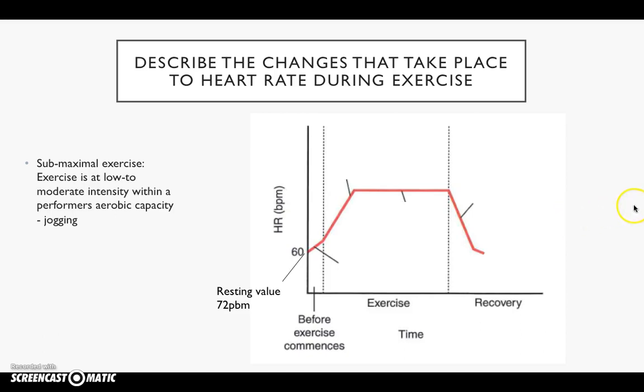Now, as you can see on this graph, you have before exercise commences here, then we have exercise, then we have recovery. Before exercise commences, you can even see that our heart rate increases. So when you're standing at the line of a 100-meter sprint, if you've ever had it before during PE lessons, if you hate PE, if you don't like something, especially exercise, you'll notice all of a sudden our heart rate increases slightly.